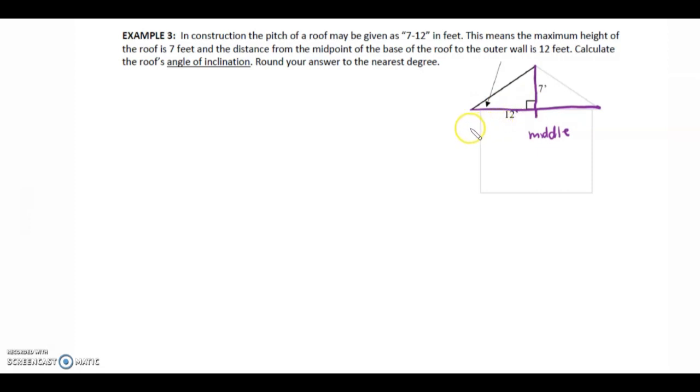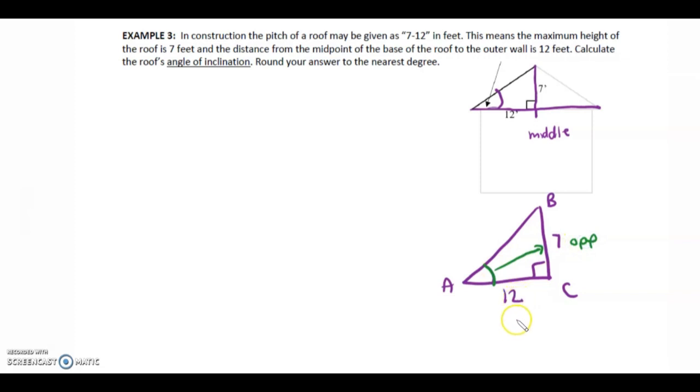Calculate the roof's angle of inclination. So angle of inclination is going to be from the horizontal up. So this one's quite easy, okay? If you only want to look at the triangle, we can just take a look at that. We can label this A, B, and C. We have 12, we have 7, and then we can solve for A. So if we are trying to solve for angle A, 7 is opposite, 12 is adjacent, and that's all we need, right? This is hypotenuse over here, but we're dealing with opposite and adjacent.